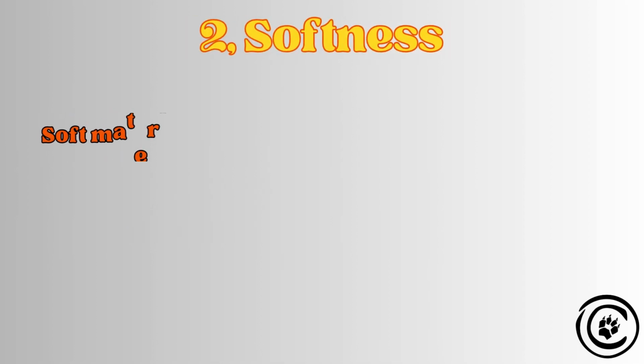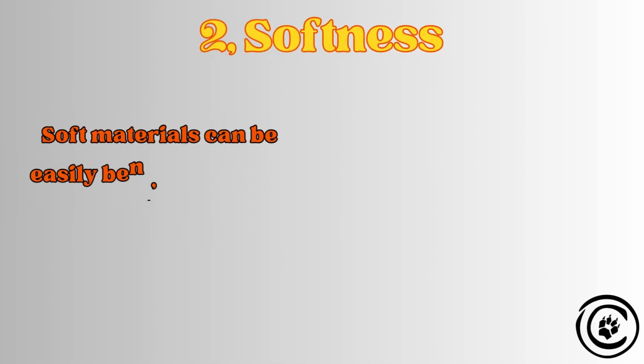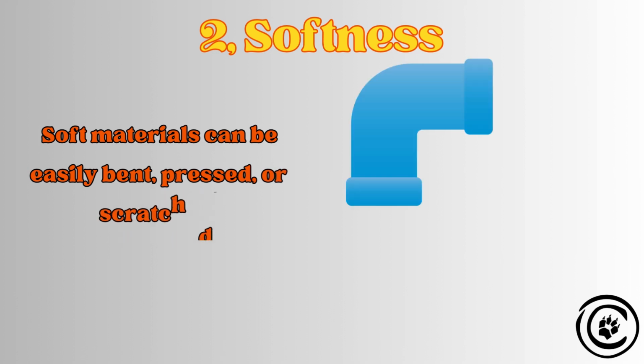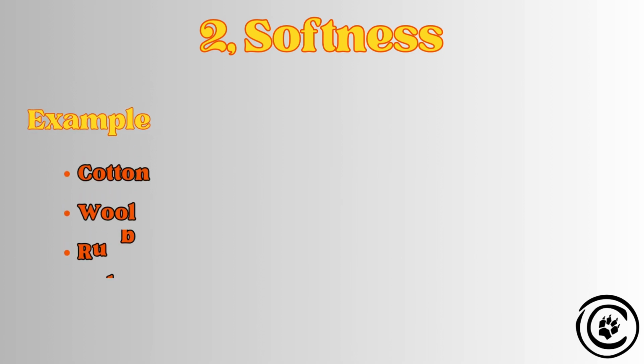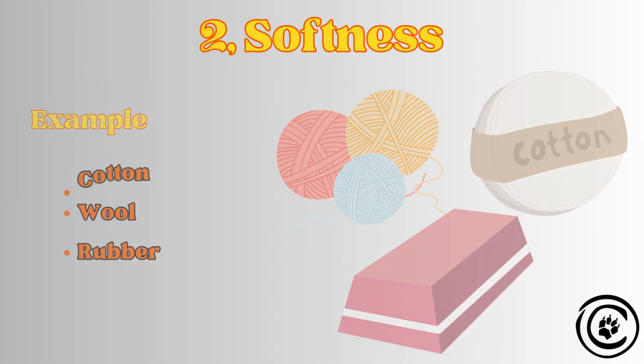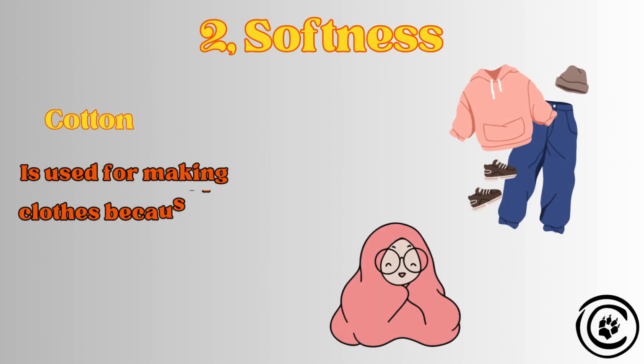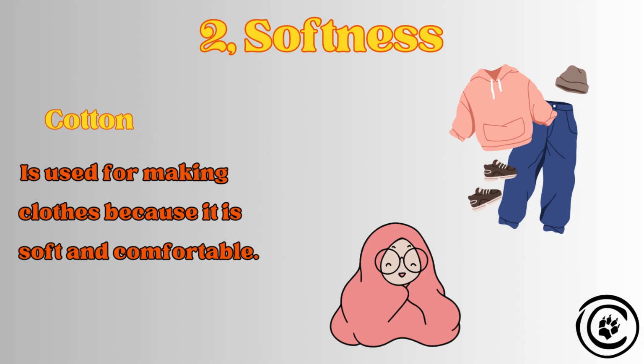2. Softness. Soft materials can be easily bent, pressed, or scratched. Examples of soft materials are cotton, wool, and rubber. Cotton is used for making clothes because it is soft and comfortable.